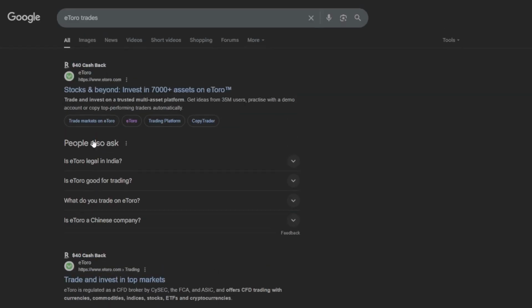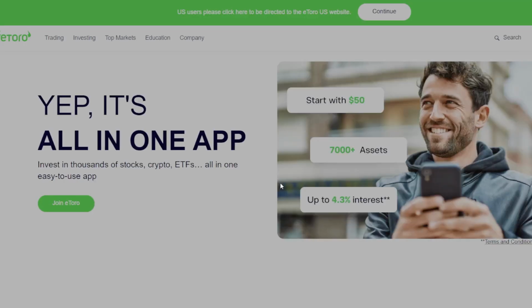Want to protect your eToro trades from big losses or secure your profits automatically? Here's a quick way to set stop loss and take profit.